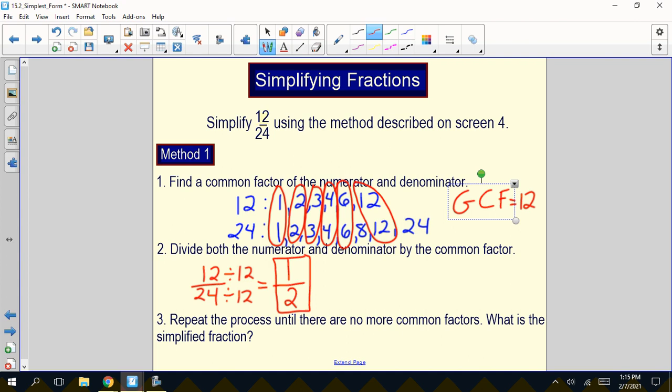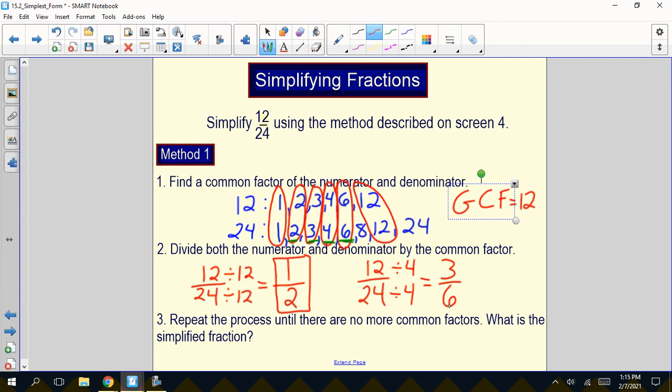Now, when you start to do this on your own, you might not think of the greatest common factor. But you might think of other common factors. And for 12 and 24, there were a lot of them: 6, 4, 3, and 2. So this time, let's divide by another number that is not the GCF. Let's divide by 4.